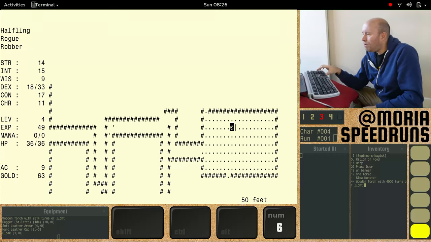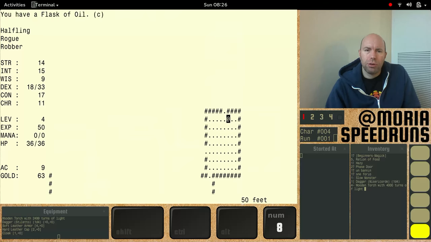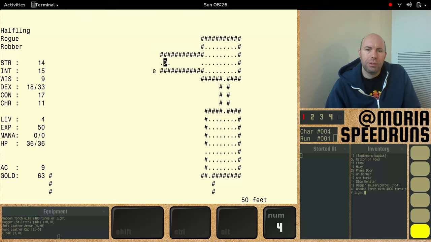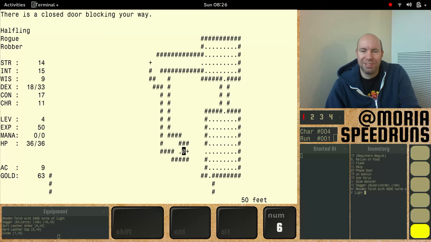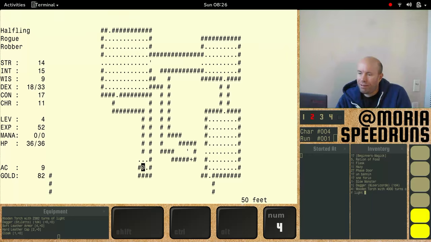Level 4. We can now go get a magic book from the store. Flask of oil. So the heart, you might say, this is too easy, Ben. This is dumb. Well, you might say it's dumb anyway. But the second they start paralyzing us, we have to attack from afar. And we don't have anything that can do that.